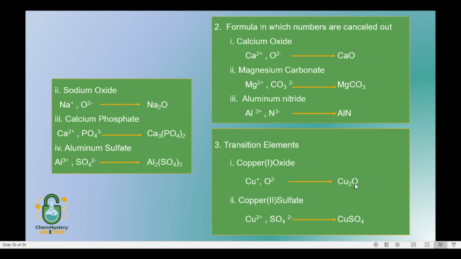Now copper 2 sulfate, we do not ignore this. Always remember this. In transition elements, we do not ignore this. Copper has a charge of 2 plus and sulfate has a charge of 2 minus. We just cross over the valence. Oh, sorry. It gets cancelled out. Look at this, 2 plus and 2 minus are equal. So we just cancel it out. It becomes CuSO4.